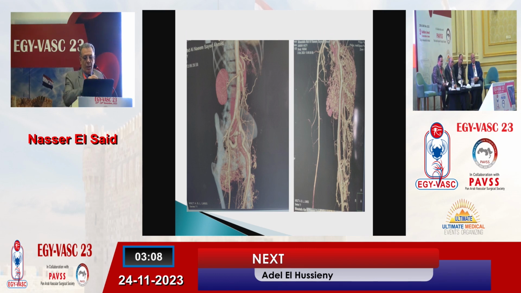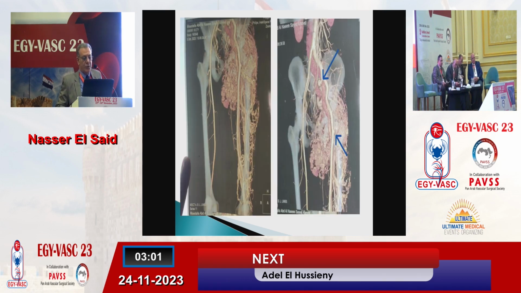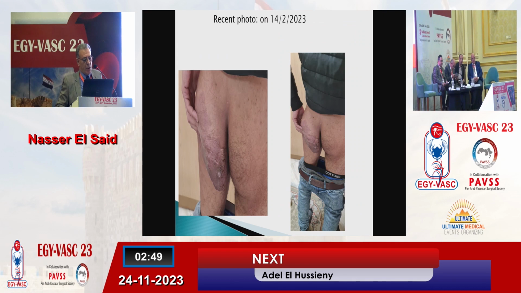In the next slide, you can see these two blue arrows showing the ligated left internal iliac and the profunda branches. Here you can realize that the tension inside the lesion decreased with no bleeding. And this is the last recent photo of the patient.